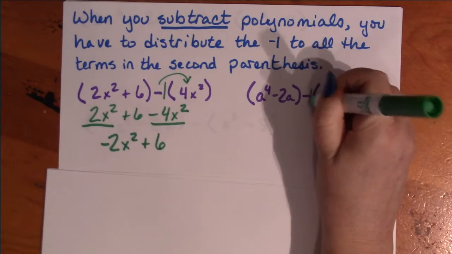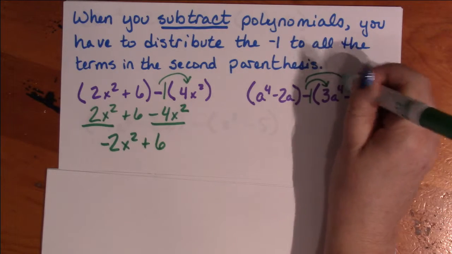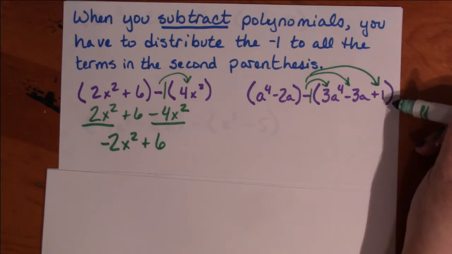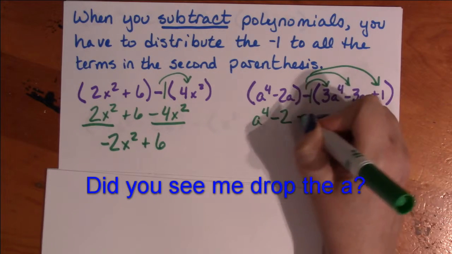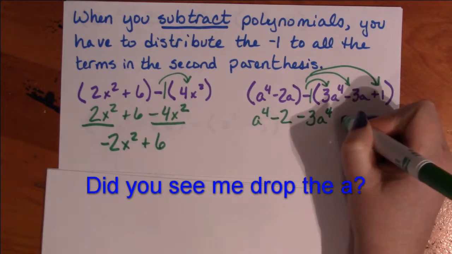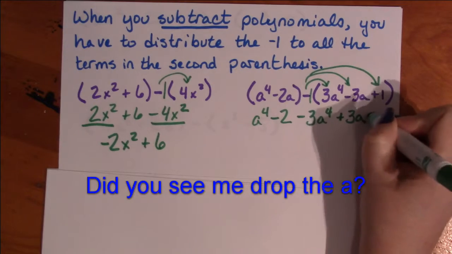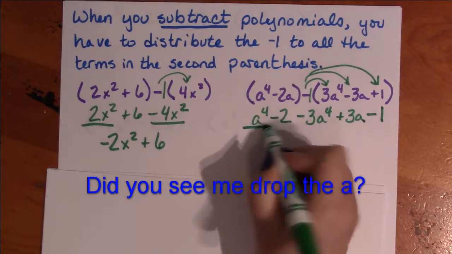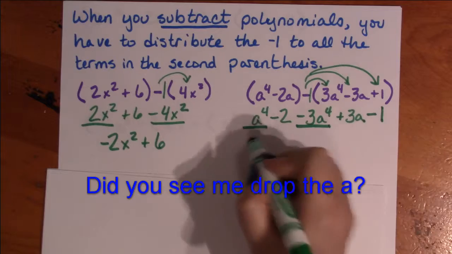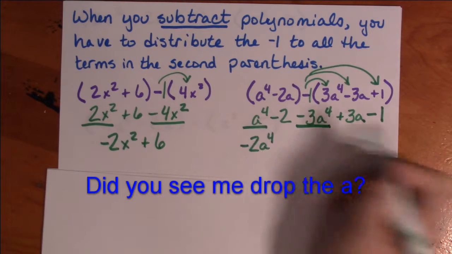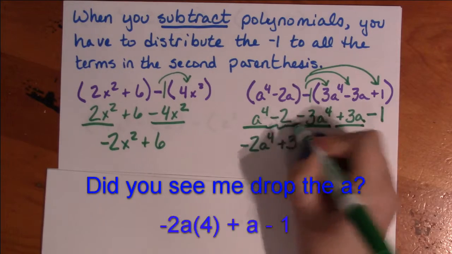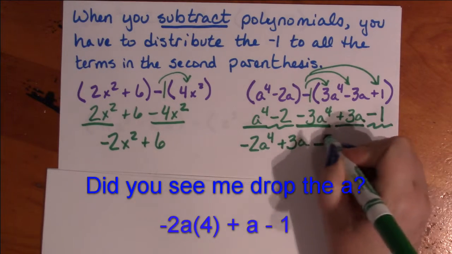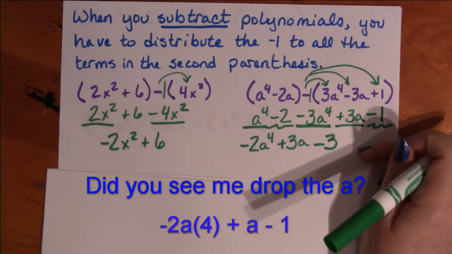Here, this negative 1 is going to get distributed to 3 different terms, all of the terms in this parentheses. So a to the 4th minus 2 minus 3a to the 4th plus 3a minus 1. And I'm going to combine my a to the 4ths to be negative 2a to the 4th plus 3a, minus 2 and minus 1 is minus 3, and this will be my final answer.